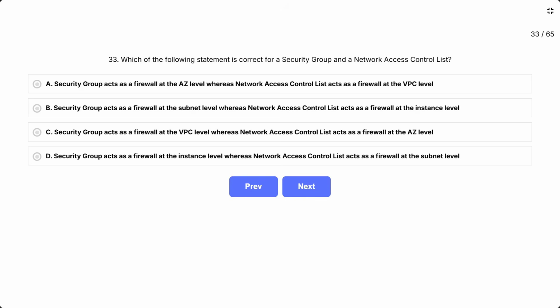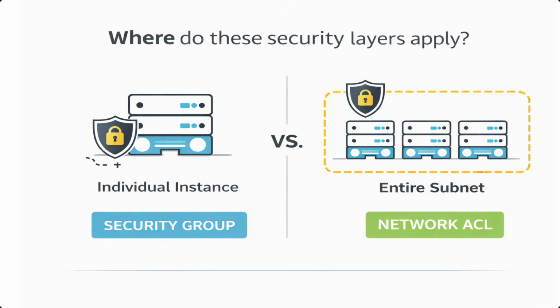C. Security group acts as a firewall at the VPC level, whereas network access control list acts as a firewall at the AZ level. D. Security group acts as a firewall at the instance level, whereas network access control list acts as a firewall at the subnet level. This question asks about the scope or level where security groups and NACLs operate to control traffic in AWS.